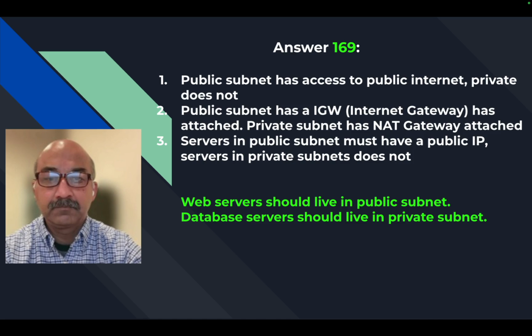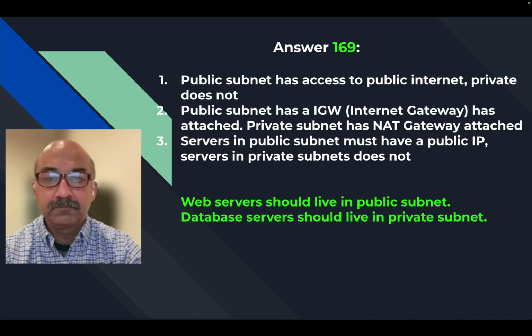So in a public subnet, you have an internet gateway. That's how it gets access to the rest of the world. In a private subnet, you will have a NAT gateway so that you can go out, but nobody can initiate a connection to the private subnet servers. The servers in a public subnet must have a public IP, and in the private subnets, they may or may not. Generally, they do not. So that's one of the other differences.